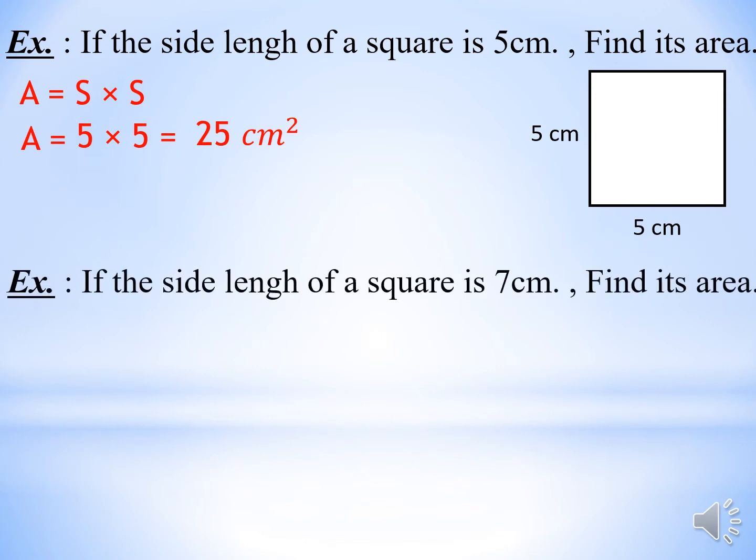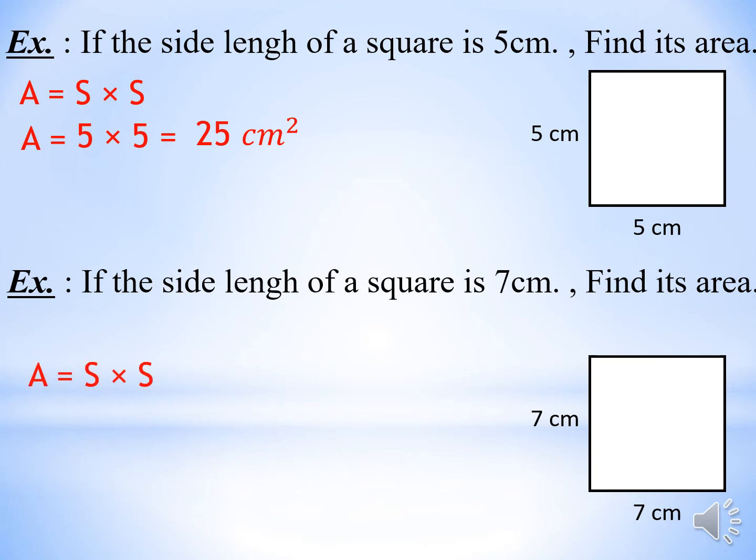Another example, if the side length of the square is 7 centimeter, find its area. Okay, I have a square, the side length 7, and the area is equal to side times side. So the area will be 7 times 7 equals 49 centimeter squared.